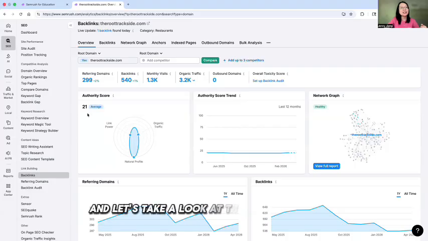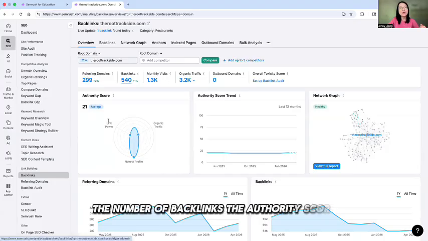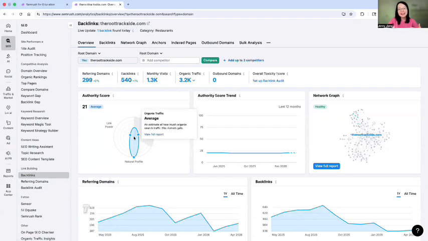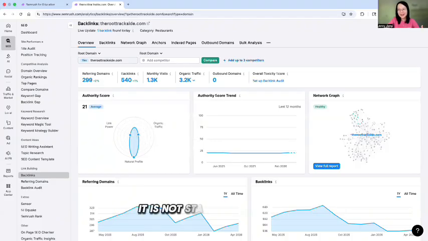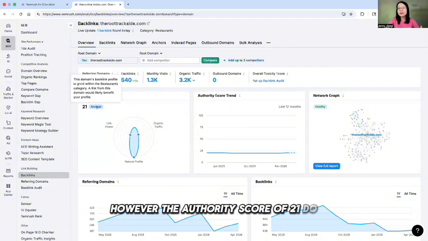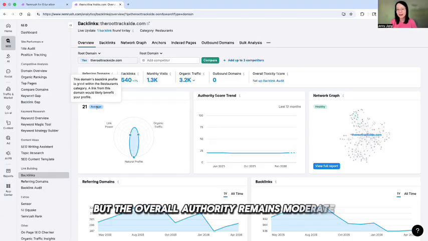And let's take a look at the top summary bar. So the top summary bar is super interesting. We look into the referring domain, the number of backlinks, the authority score. This tells us the site does have established a backlink profile. It is not starting from zero. However, the authority score of 20 first still suggests that the profile is not especially strong. So the key takeaway here is there is some backlink foundation, but the overall authority remains moderate.